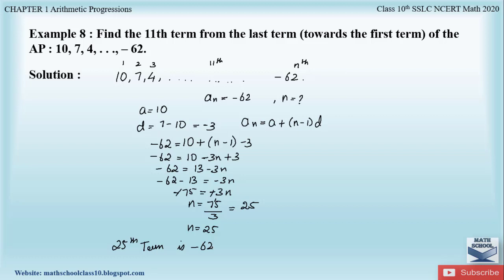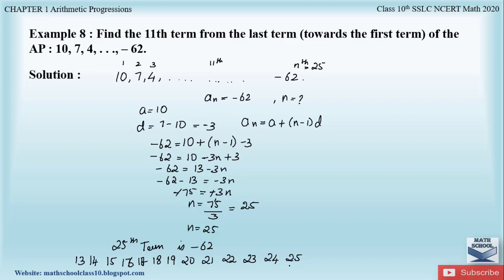Okay, now we have to find out the 11th term counting backwards from the 25th term. Here this is the 25th term. So let us count backwards and find out the 11th term. So let us write down, last term is 25, 24. Let us write down the numbers like this first: 23, 22, 21, 20, 19, 18, 17, 16, 15, 14 and 13.